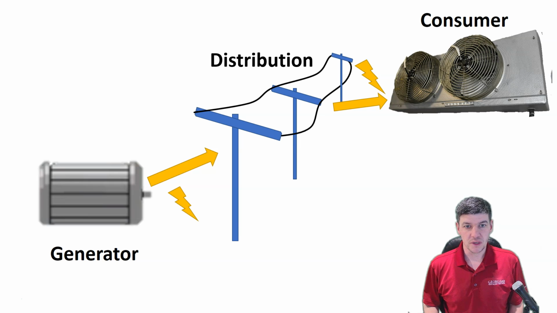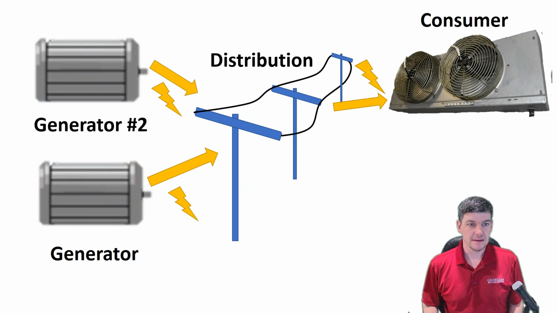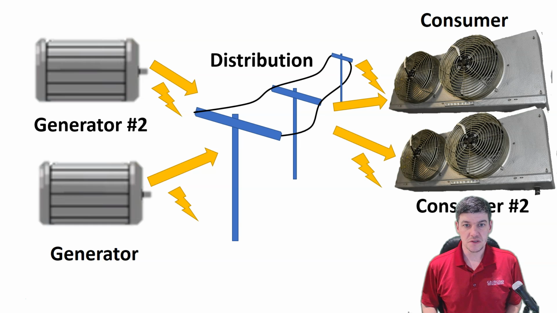Now, it can become more complicated by adding in another generator, so they have to work together. Or else we could have multiple consumers, so all of a sudden, by adding in more components to the system, we create a little more complicated setup. And so we need to understand how all of these things work together in order to be able to connect them.